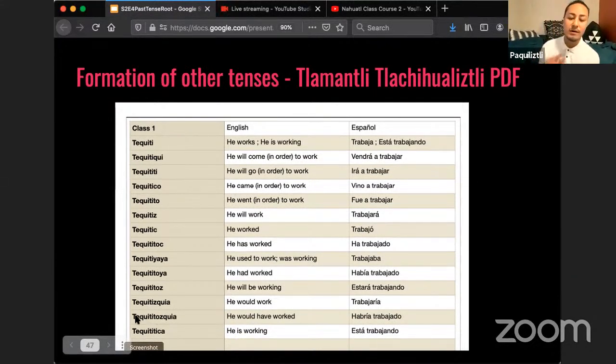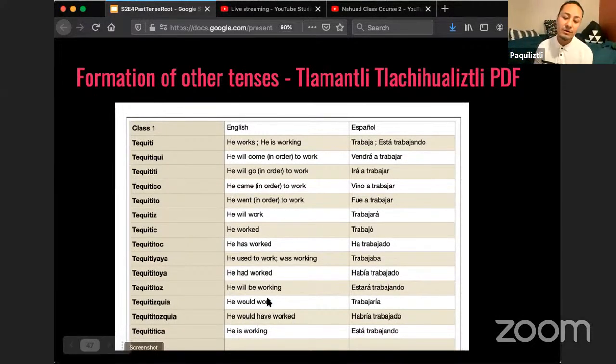So for example, if I want to say I would have done it, I would use the verb chiwa, which is a class 2 verb, and I would say nik chihtosquia. If you notice, I didn't say nik chiwa tosquia, because that would be using the present tense of chiwa. I say nik chihtosquia. I'm using the past tense root of that verb to form this tense. So to say I would have done it, I would say nik chihtosquia.